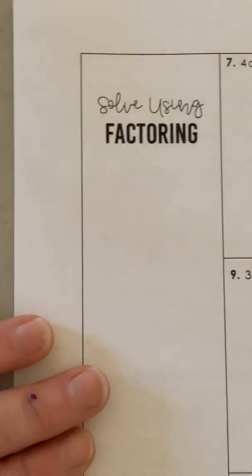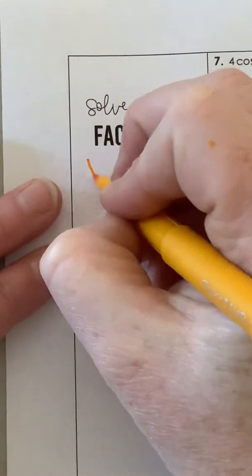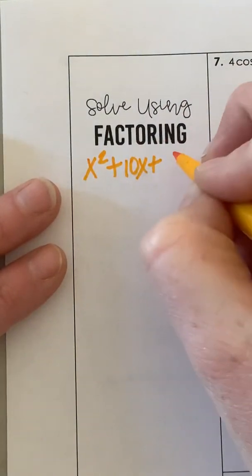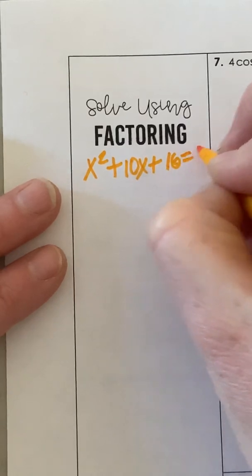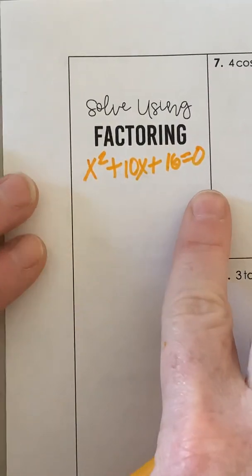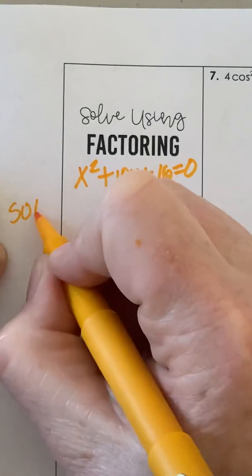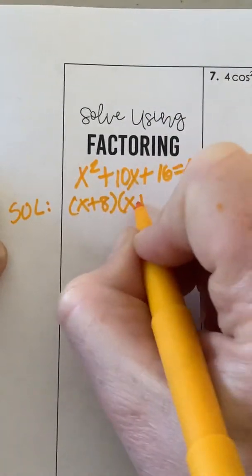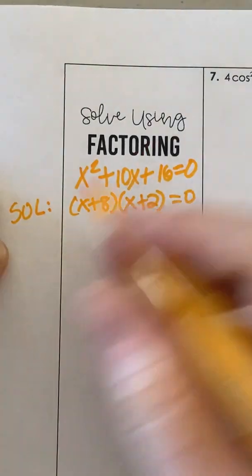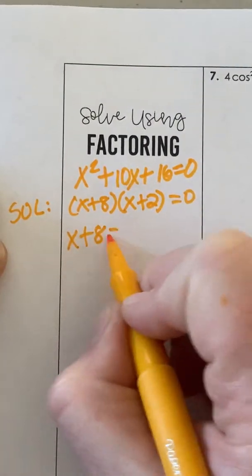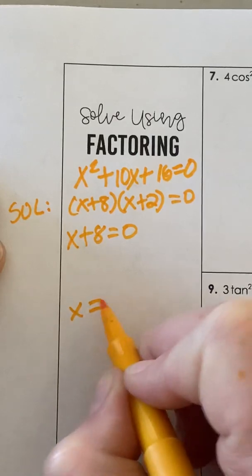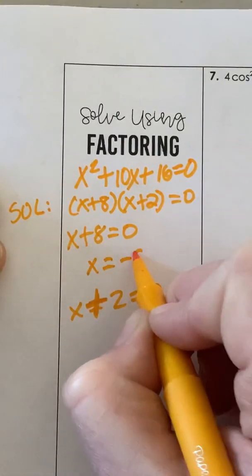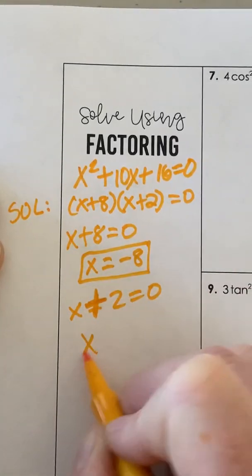And before we factor, maybe let's go over what we do. So x squared plus 10x plus 16. Let's say we have this. How would I find the solution? We would factor, and then we would split each one up and set them equal to 0 and solve, right?